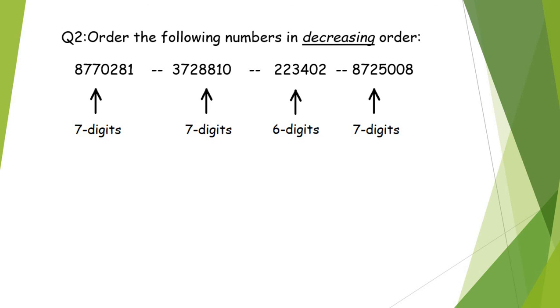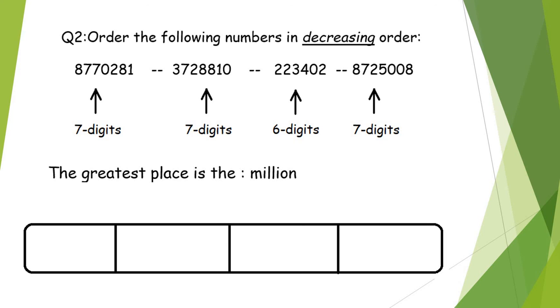Okay? Okay, perfect. So the greatest place was the million that we talked about, and now we need to order. As long as I already compare the numbers with the same number of digits and I have some equal numbers, I move to the next place to compare, and I find out that the 8 million with 770,281 is in the first place. So the next one should be the 8,725,008. Okay, the third place.